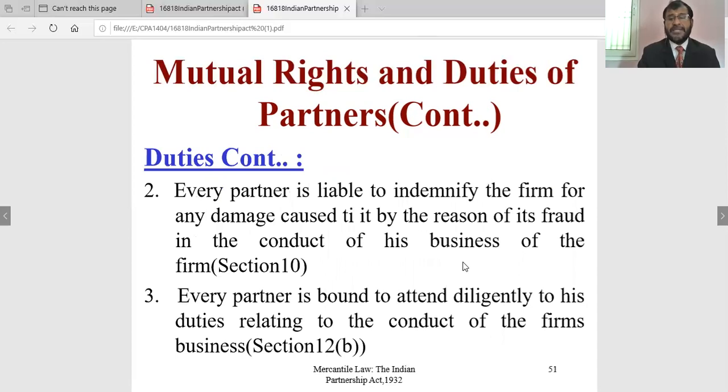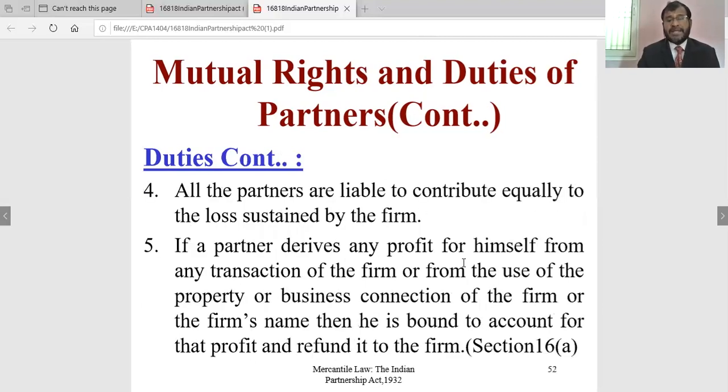Every partner is liable to indemnify the firm for any damage caused by his action. Every partner is bound to attend diligently to his duties relating to the conduct of the business. Section 12, subclause B deals with that. All the partners are liable to contribute equally to the losses sustained by the firm. Fifth, if a partner derives any private profit for himself from any transaction of the firm or from the use of the property or the business connection of the firm or the firm's name, then he is bound to account for the profit and refund it to the firm.